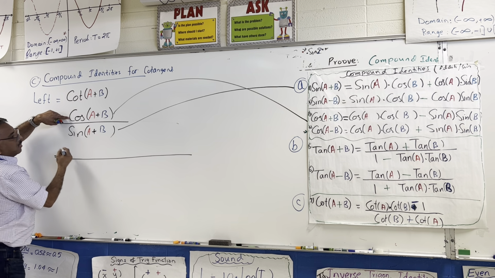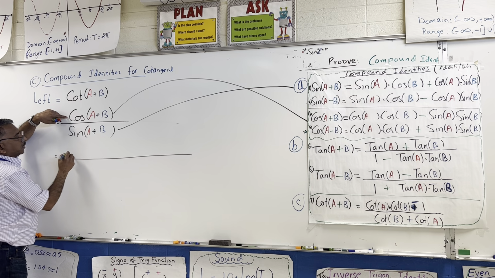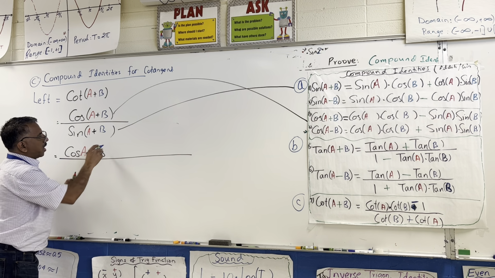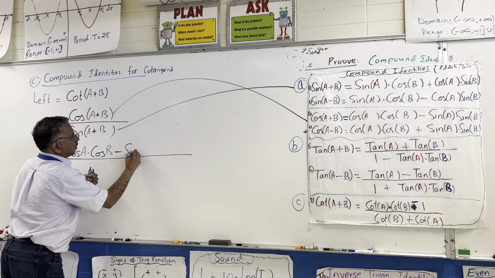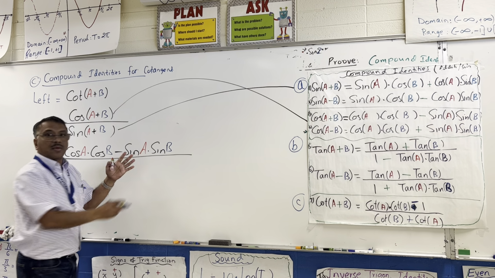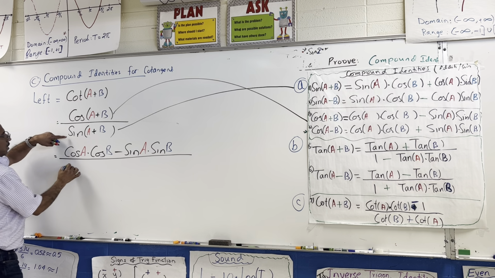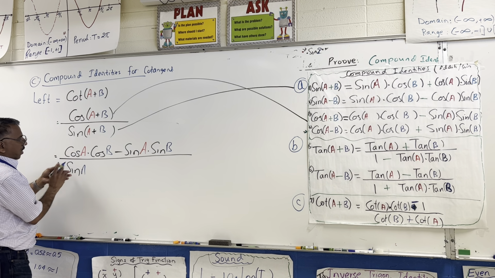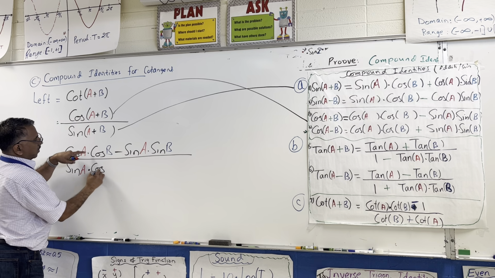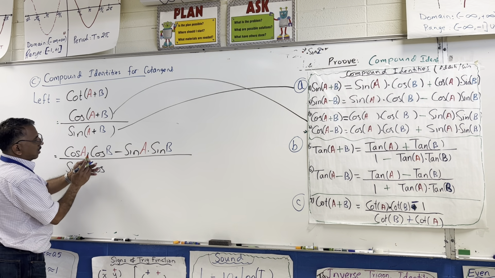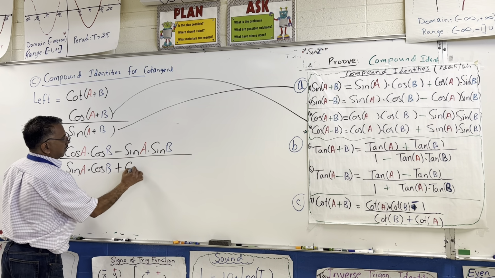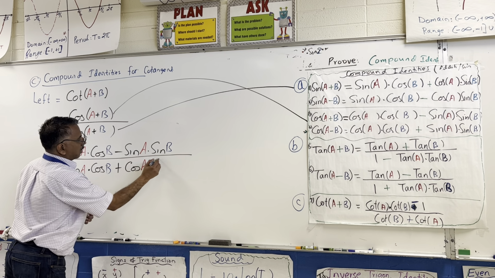Bianca, help me quickly write this down so that we participate. Cosine A times cosine B, then minus sine A times sine B. Okay, I'm going a little fast, so you know exactly, right? So far so good? At the bottom, how do I write? Sine A, the first side, then times cosine B. So this changes, right? Then plus cosine A times sine B.